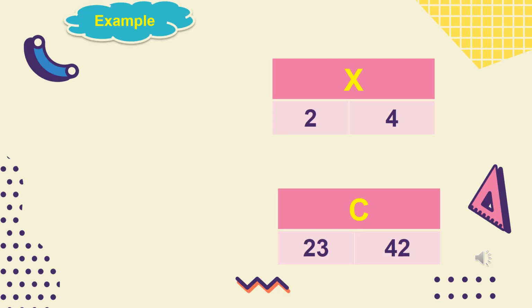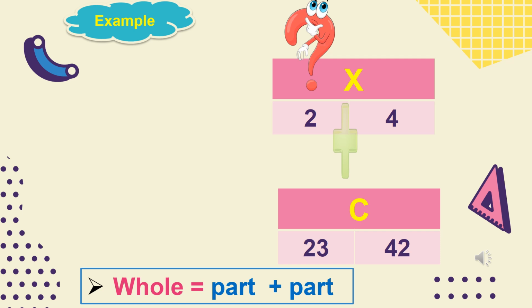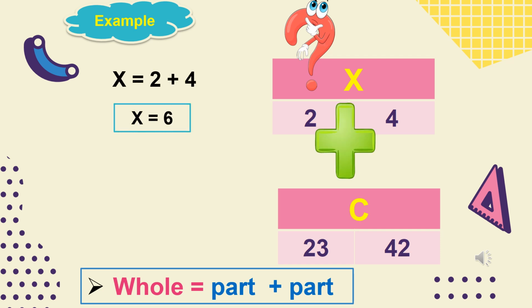Let's solve some exercises here. How to use a bar model to solve the equation. In the first one, x is in place of the whole. First part 2, second part 4. We need to get the value of this variable, of this x. How can we get it? Remember our rule? To find the whole, we add. We make addition. So x here equals 2 plus 4 equals 6.